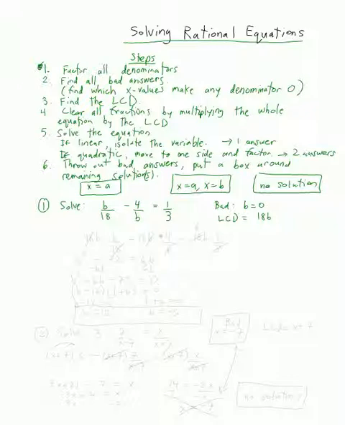So now I'm going to do step 4, which is clear all the fractions by multiplying the whole equation by the LCD. So I'm going to multiply every term by 18b. Oops, sorry. Don't want to write that negative twice.